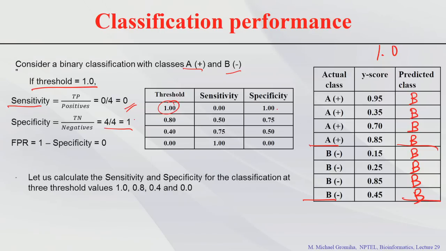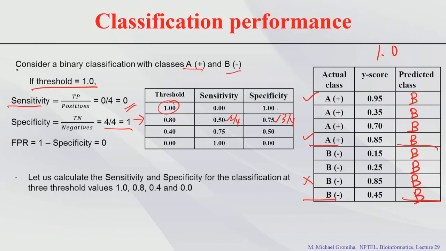For example, the threshold is 0.8. What is sensitivity? How many true positives if it is 0.8? If it is 0.8, this is correct and this is also correct, right. So, 2 by 4, this is 0.5. In this case, this is wrong. So, 3 by 4, this is equal to 0.75. Likewise, if we take a threshold 0.4, sensitivity is 0.75 and specificity is 0.5. With the threshold 0, it is just the other way around of the threshold 1: sensitivity is equal to 1 and specificity is equal to 0.